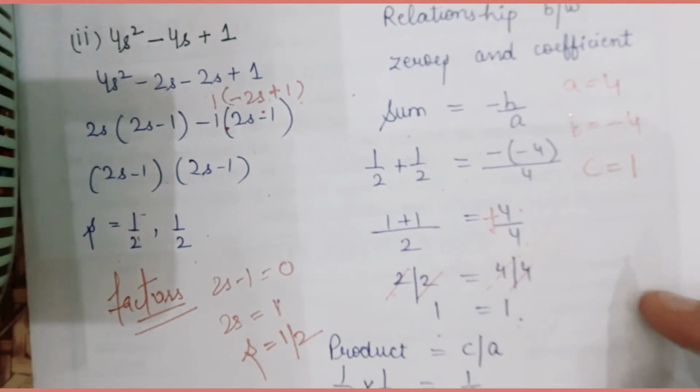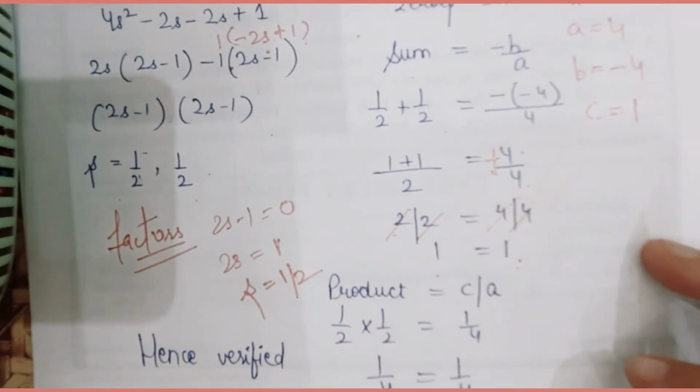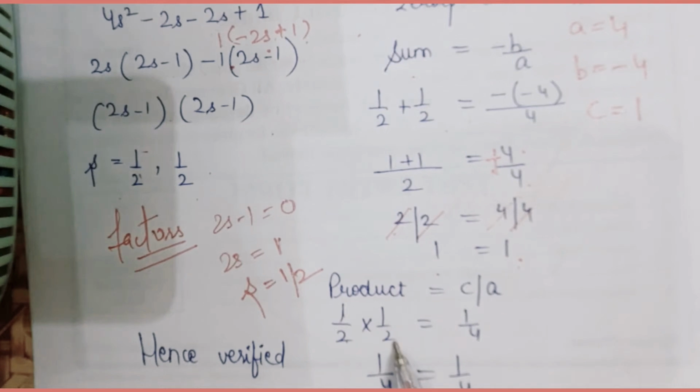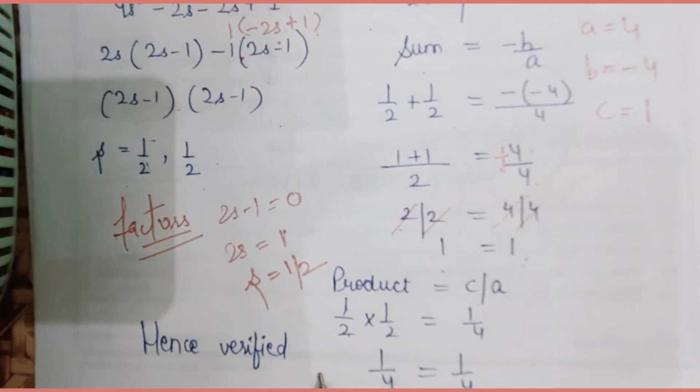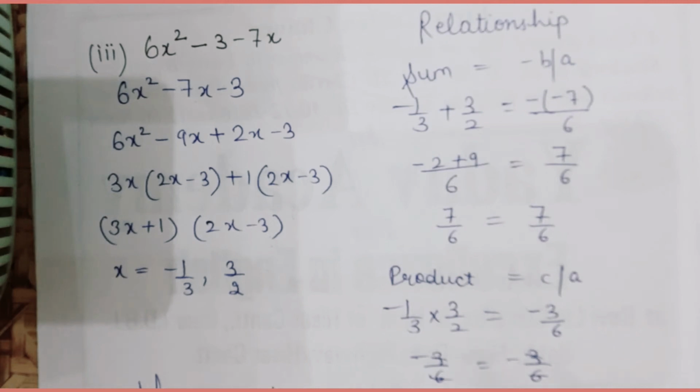1 equals 1. And product will be c by a. Product: 1 by 2 into 1 by 2, and c by a, c is 1 and a is 4. So 1 by 4 equals 1 by 4. Hence it is verified.